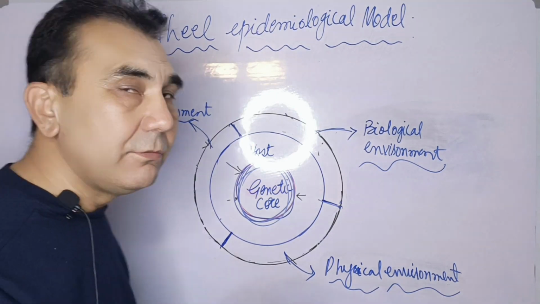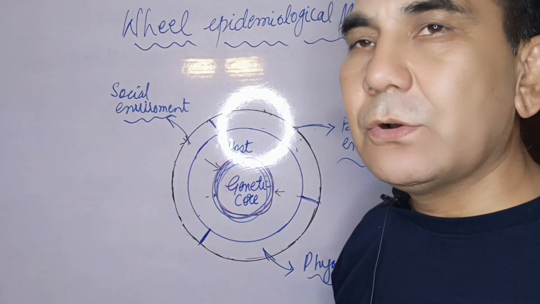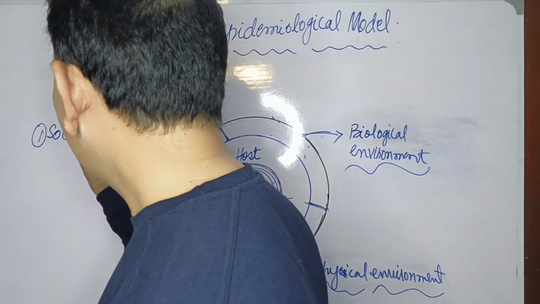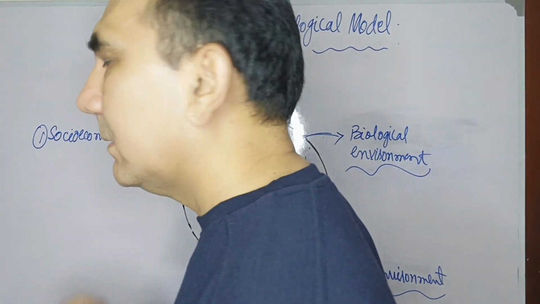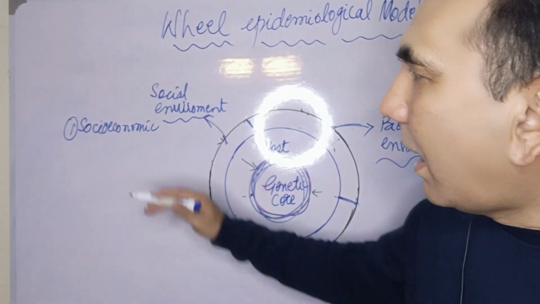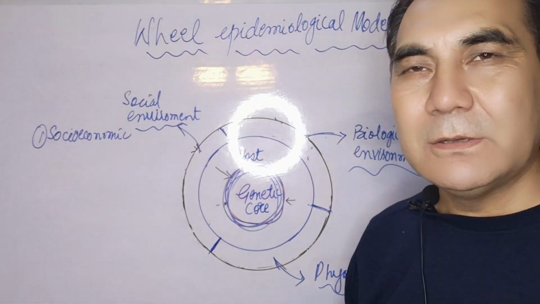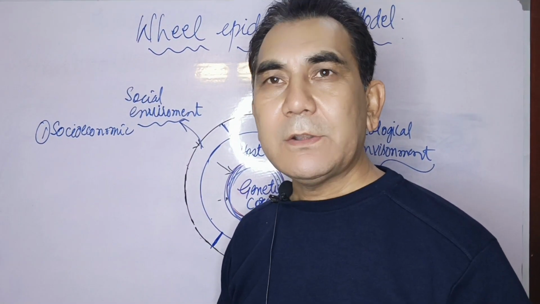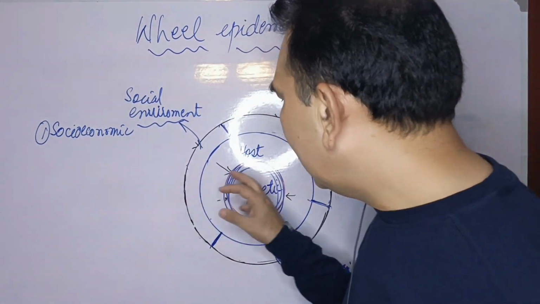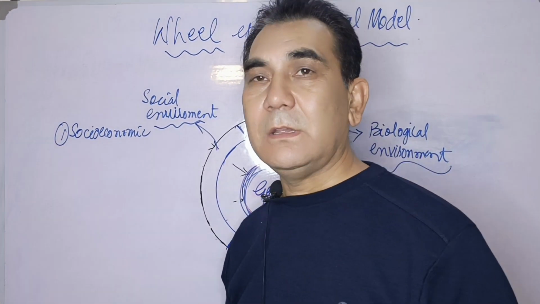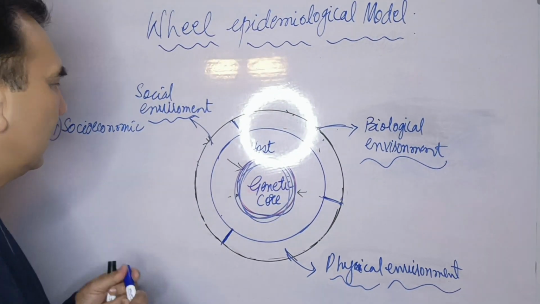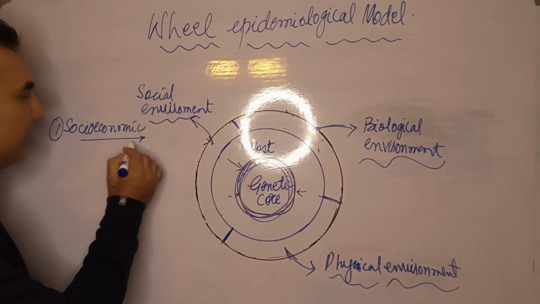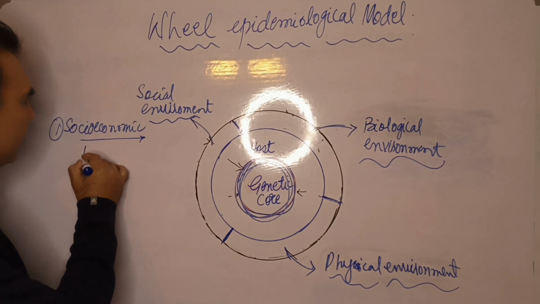Now, first of all, we will learn one by one the social environment. What are the factors in the social environment which affect the genetic core of the host? The first one is the socioeconomic. Socioeconomic status is a very huge and necessary factor which can cause disease or can affect the genetic makeup of the host. Now let's see, in the socioeconomics, definitely it influences the nutritional factor.